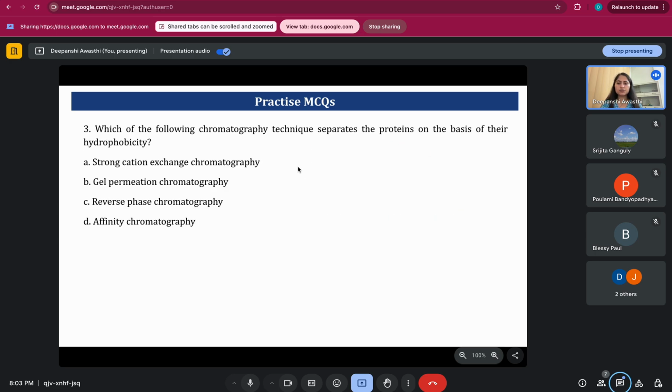Now let's look at the next question. Which of the following chromatography techniques separates proteins on the basis of their hydrophobicity? Till now we discussed liquid chromatography, but there are multiple chromatography techniques. So you have to tell which technique could be used to separate molecules on the basis of their hydrophobicity. A is strong cation exchange chromatography, B is gel permeation chromatography, C is reverse phase chromatography, and D is affinity chromatography. I think we have not discussed it, and I don't think you have discussed it in your lectures also, so I'll just tell you.